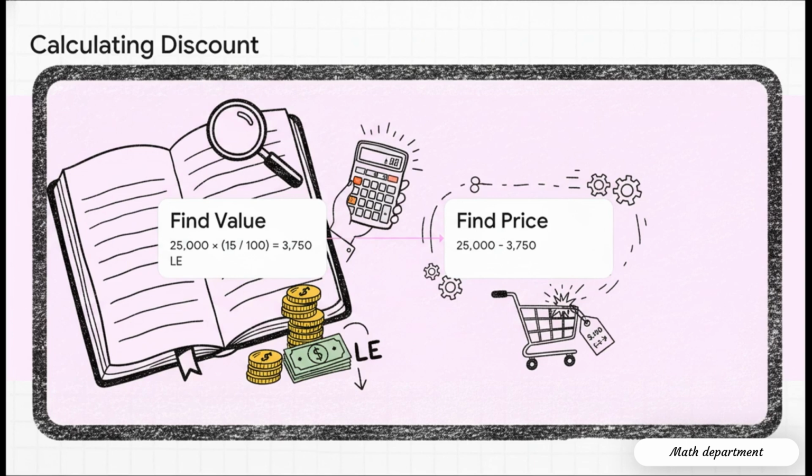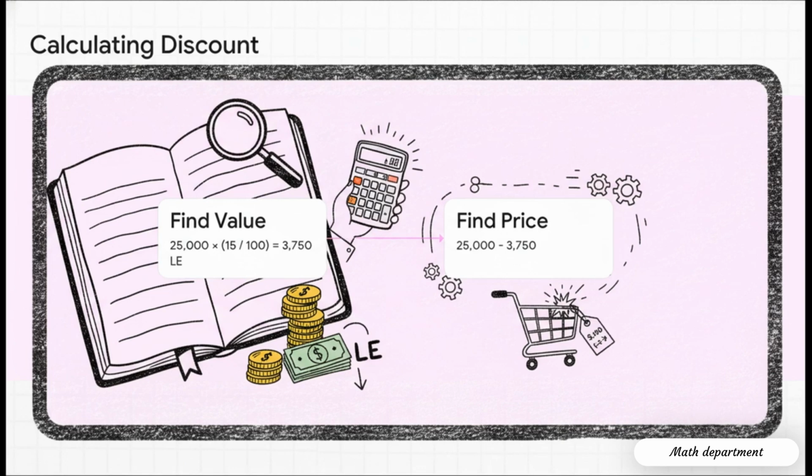Step 1, we need to find that raw discount value. We take the original $25,000 and multiply it by our fraction, 15 over 100. Work that out, and we get $3,750 LE. But wait, we are not done. That's just the money we saved. Step 2 requires us to actually subtract those savings from the original price.